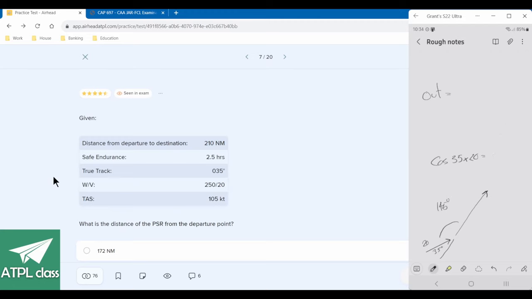Pop that into a calculator and we will get a value of 16. So we've got 16 knot head or tailwind. In the case for us on this first leg, our outbound wind is 105 plus 16, which is going to be, quick maths in my head, 121. And then on the way back, it's going to be 105 minus that 16 knot, because it's now turned around and it's going to be blowing directly in our face. So there we go. We've got two values for our speeds.